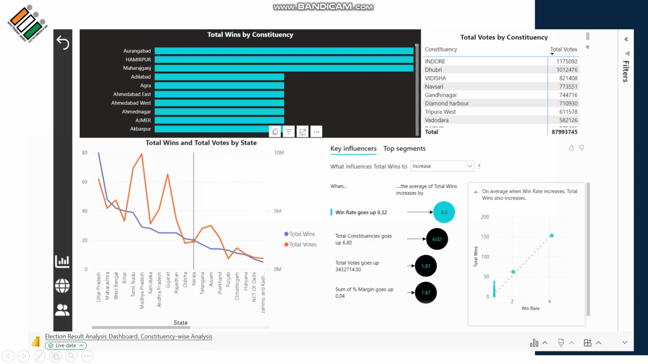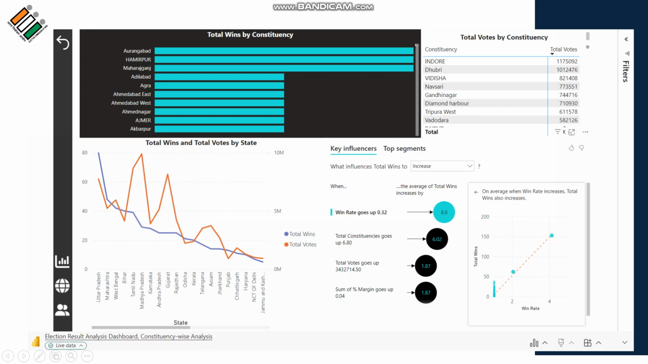Total wins and total votes by state. Here we present a comparative analysis of total wins and votes aggregated by state, facilitating a broader understanding of state level performance. For example, for Telangana, total wins is 70, total votes 35,000 lakh something.